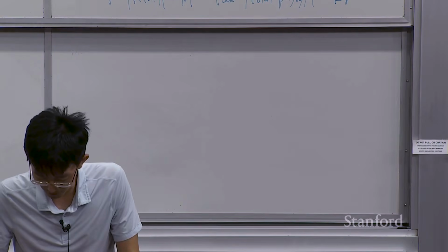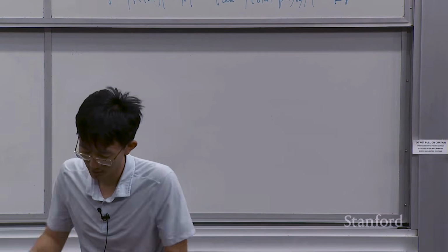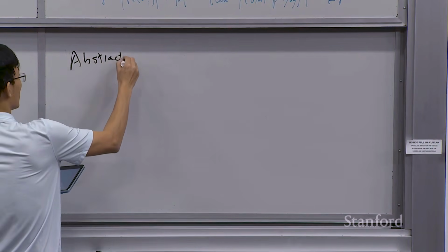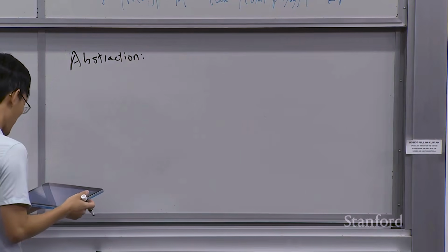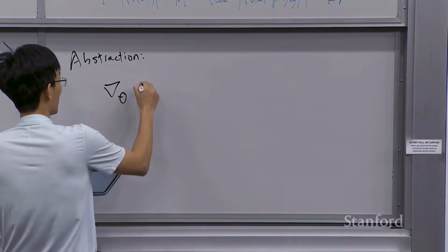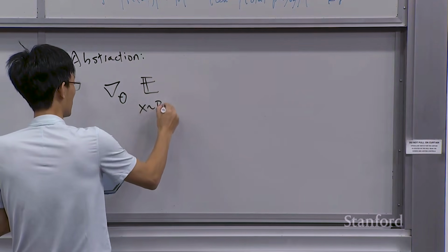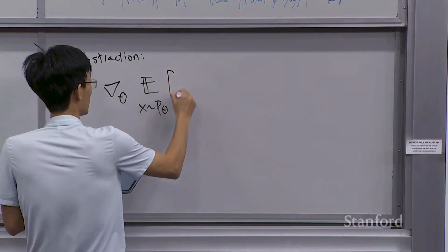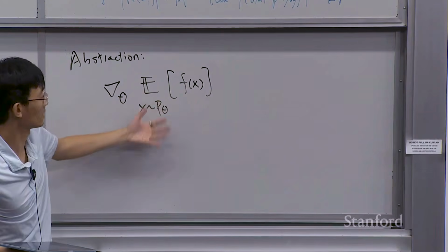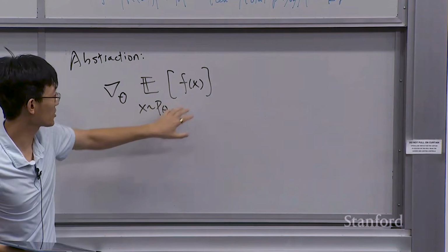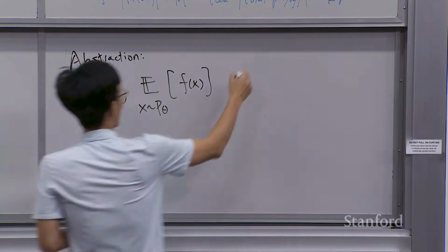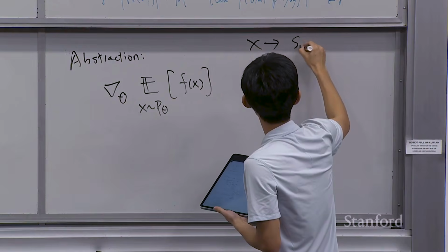Let's try to abstract this question a little bit so that we can have a more abstract view. The question is this: you want to take the gradient with respect to theta, and your object is something of this form. What's inside the expectation doesn't depend on theta, but the sampling procedure depends on theta. So if you look at this, the mapping here is that x will map to the sequence, the trajectory.